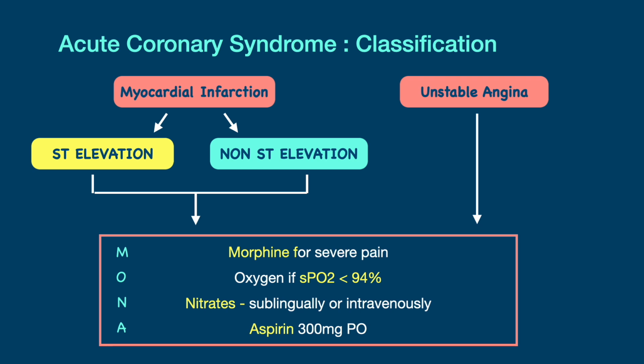Let's first look at the common management of all patients with ACS regardless of the subtype. The initial drug therapy would be oral aspirin 300 milligrams, oxygen if the patient has oxygen saturation of less than 94%, in keeping with the British Thoracic Society oxygen therapy guidelines. Morphine should only be for patients with severe pain. Nitrates can be given either sublingually or intravenously, and it should be used with caution in patients who are hypotensive.